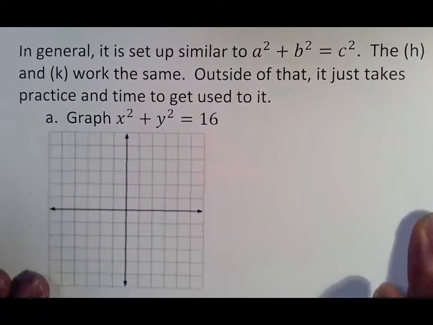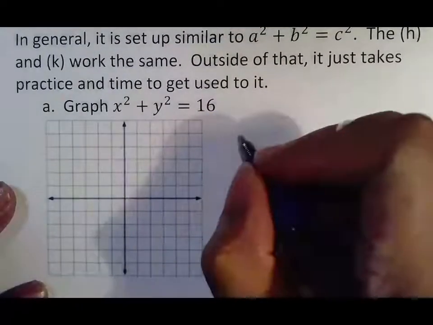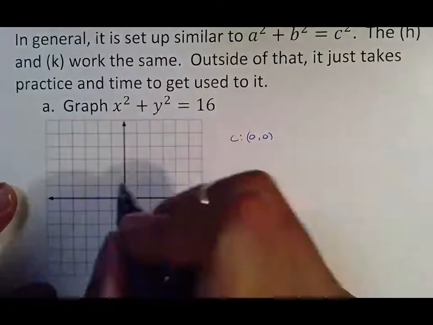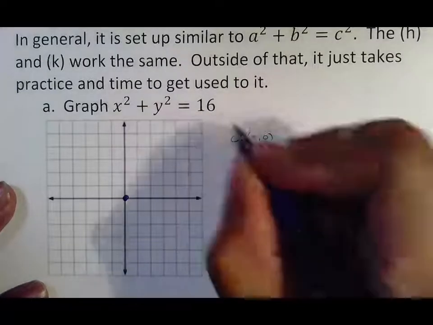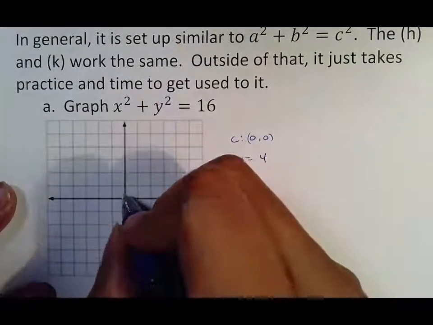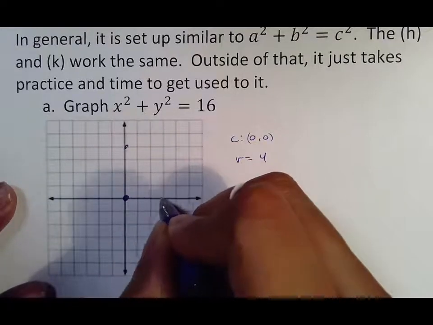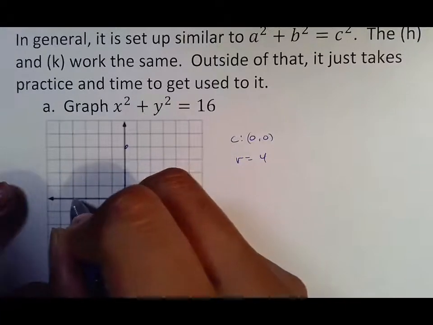Outside of that, again, it just takes practice. So let's just do it. Again, x squared, y squared. So your center here is going to be 0, 0, because there's nothing attached to x, nothing attached to y. So you put the center there. And then your radius is going to be the square root of whatever's there, which is 4. So all you have to do is go 4 up, 1, 2, 3, 4. 4 to the right, 1, 2, 3, 4. 4 down, and 4 left.